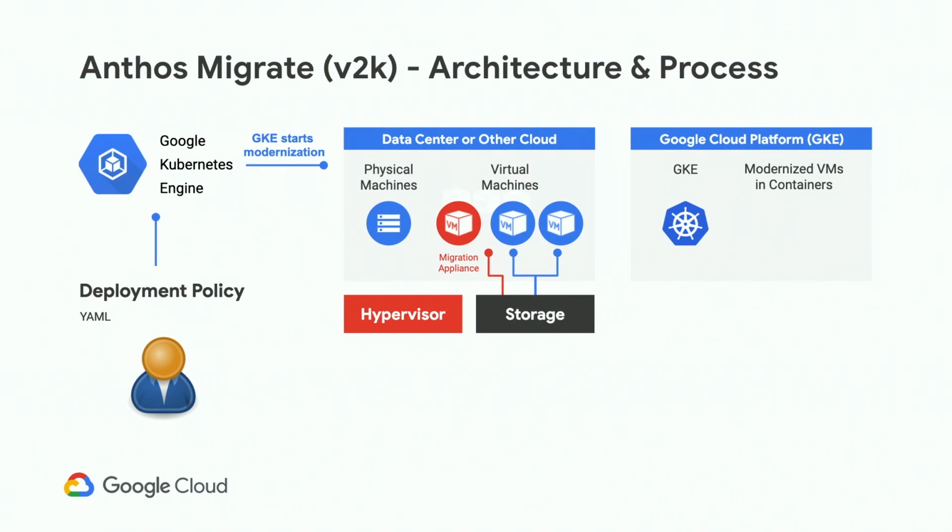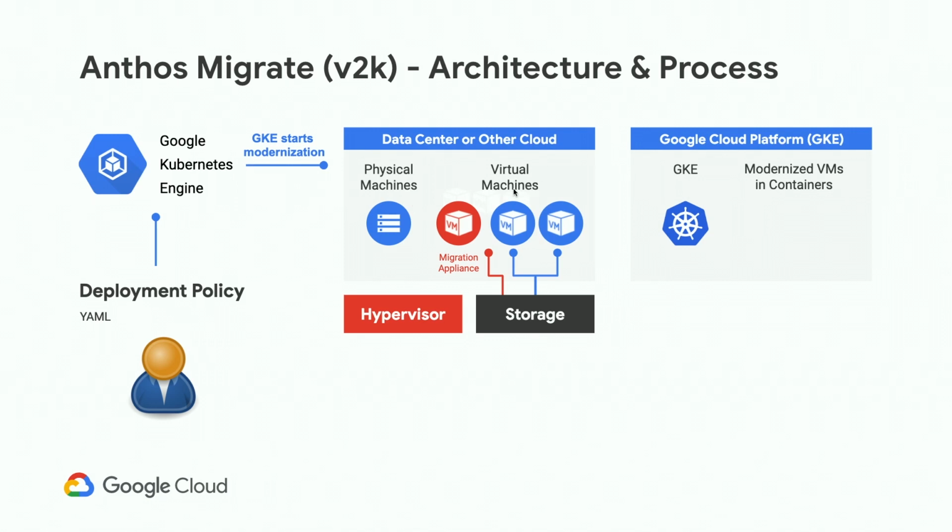Let's talk maybe a little bit more about the user journey here and how that migration process works. It's very similar to the demo that we watched. We start with a user that's running a YAML, at the lower left-hand side of this slide, and we push a YAML file to Kubernetes. So GKE then starts the migration journey.